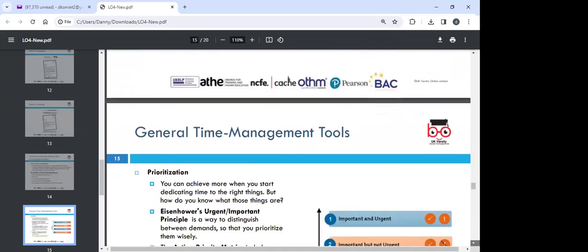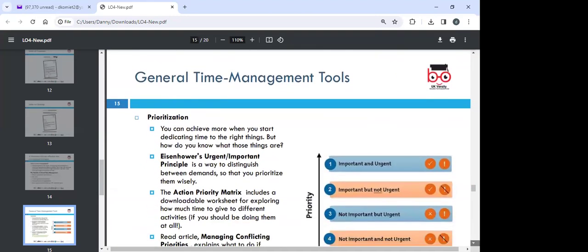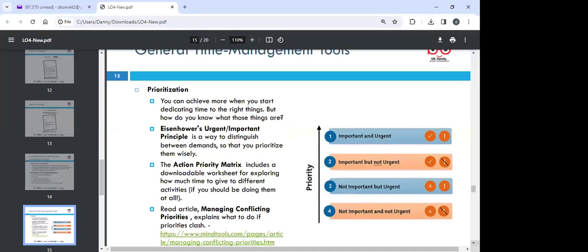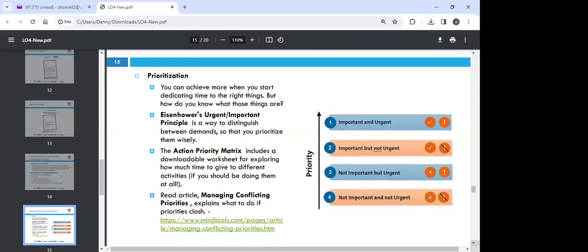Okay. Then we have general time management tools. One would be prioritization. It helps you in time management to prioritize effectively. And we have what we call Eisenhower's urgent-important principle. That is a way of distinguishing between demands so that you can prioritize them wisely. The demands in your life: the urgent ones, how important and urgent these are, important but not urgent, not important but urgent, not important and not urgent.